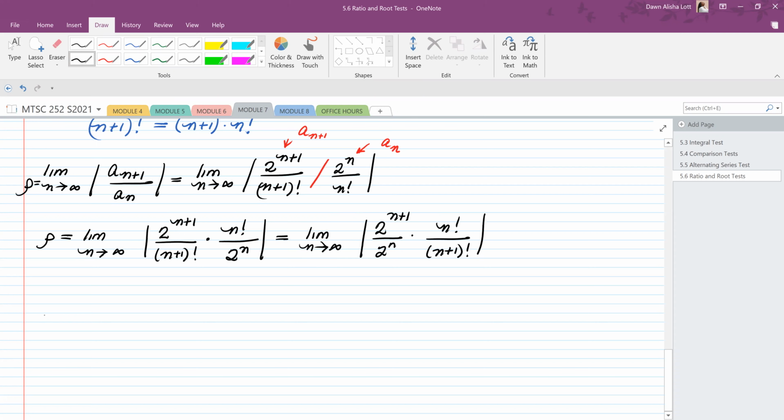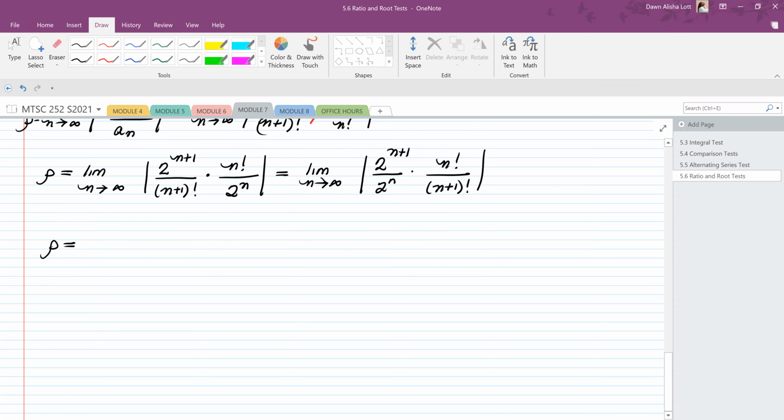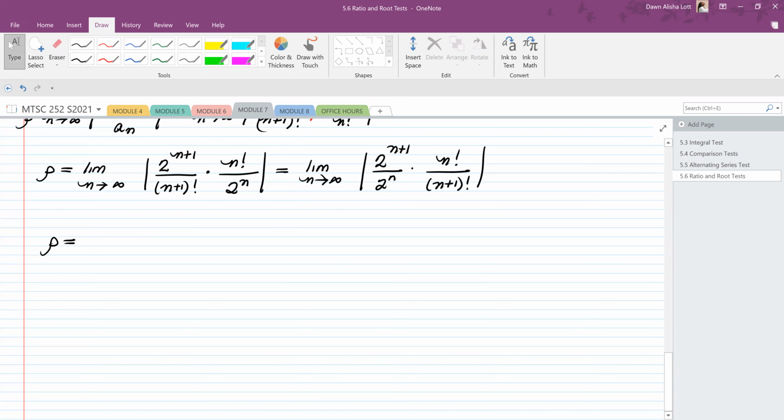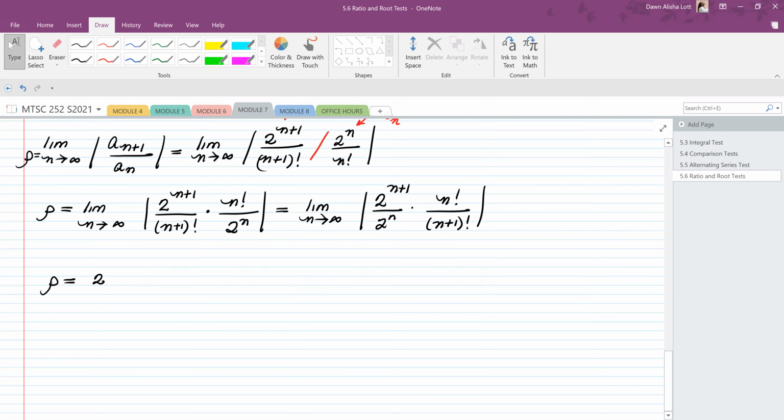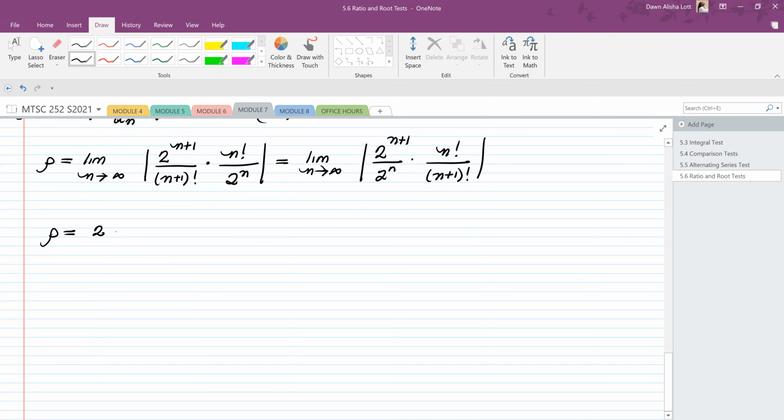Okay, so therefore rho is equal to, first of all, I don't need absolute values anymore, everything's positive. 2 to the n plus 1 over 2 to the n is just 2. And then n factorial over n plus 1 factorial, if you remember, we said n plus 1 factorial is just n plus 1 times n factorial. So this is 2 times n factorial over n plus 1 times n factorial. Okay, again, I forgot my limit.